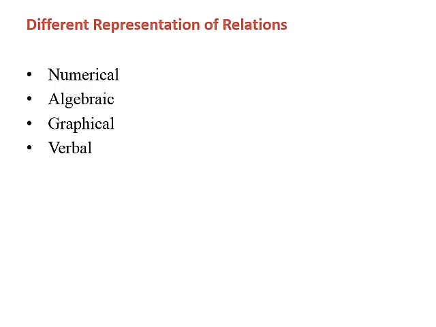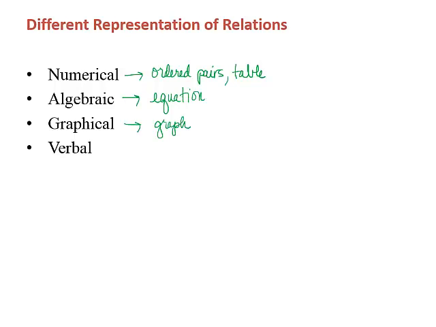There are going to be 4 different ways that a relation can be represented. It can be represented in a numerical way, and that will typically be given to us in the form of a set of ordered pairs, or a table of 2 values showing their correspondence. An algebraic representation will be given to us in the form of an equation. Graphical representation is simply that, a graph showing the correspondence. And then a verbal representation will be where we have some words that are describing the relationship.